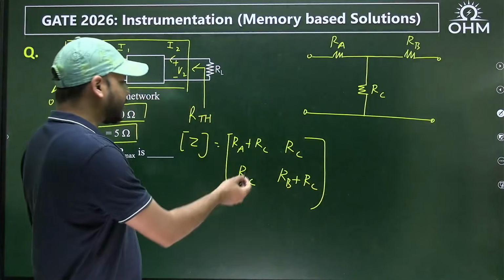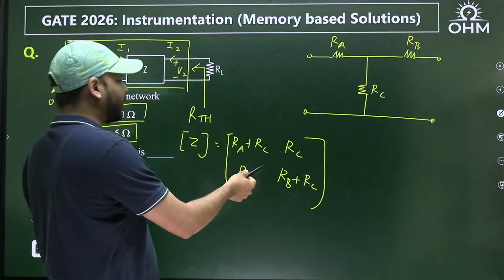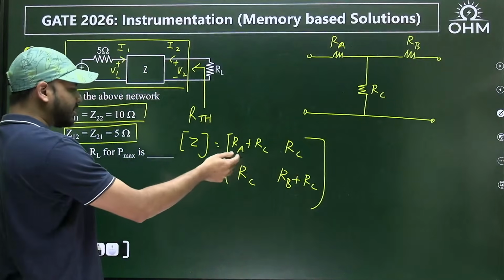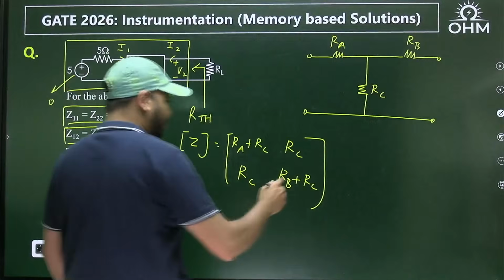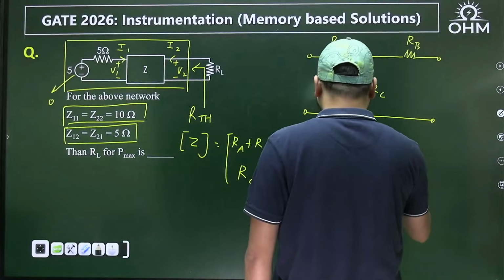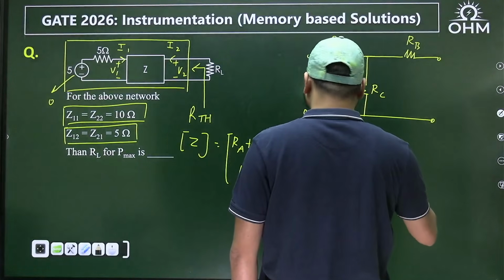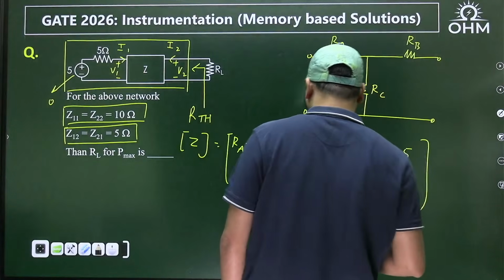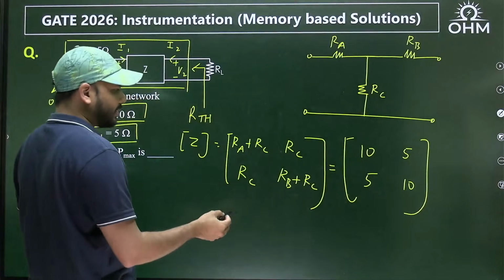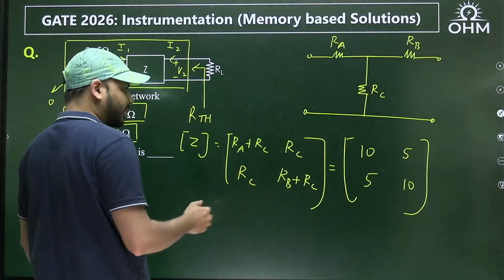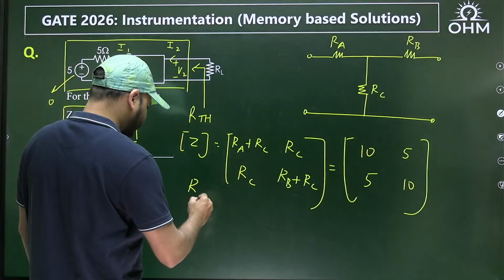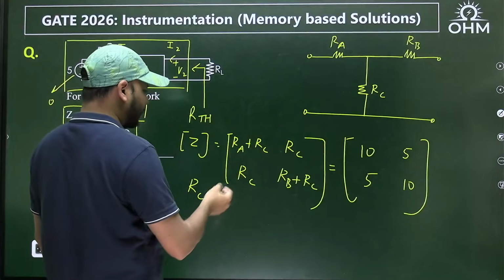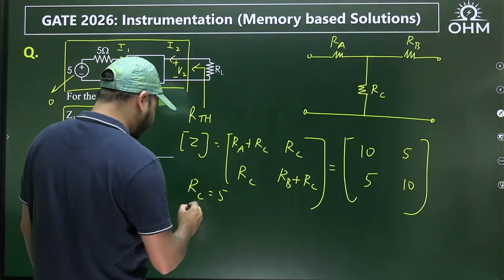Once you write this Z parameter matrix in terms of the three resistances, you should compare this matrix with the given Z parameters, which are 10, 5, 5, and again 10. So it is quite obvious that RC is 5. And then RA plus RC is 10. Given that RC is already 5, RA is also 5.